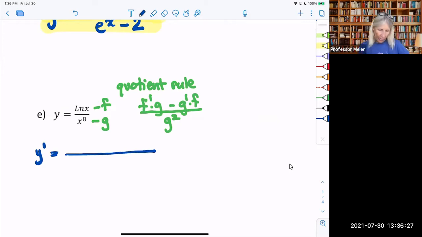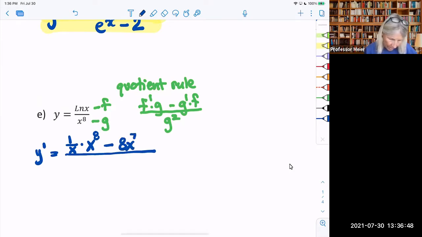All right, let's do the derivative of the top function. So the derivative of the natural log, 1 over x, that's my f prime. Multiply it by the g, which is x to the 8th. So I just write that down. Minus, do the derivative of the bottom function. X to the 8th, the derivative is 8x to the 7th. Multiply that by the top function, which is just the natural log of x. And then put it all over the bottom function squared. So x to the 8th raised to the 2nd power.